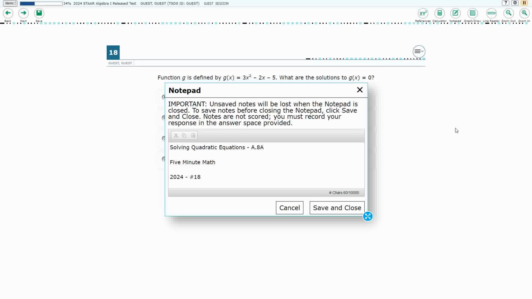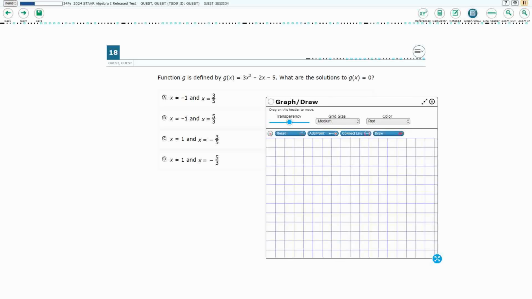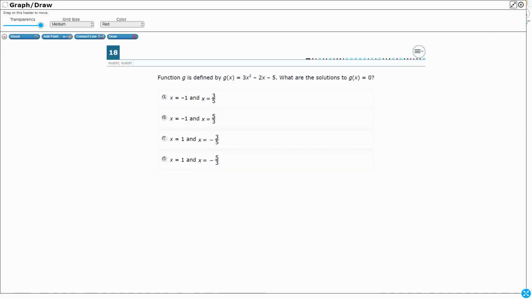Today we are looking at the Algebra 1 concept of solving quadratic equations. This is standard A.8A in the great state of Texas, and we are using item number 18 of the 2024 released STAAR test. If you haven't done so already, please go ahead and take a moment to pause the video, work this problem out on your own, unpause it, and we will look at our answers together.